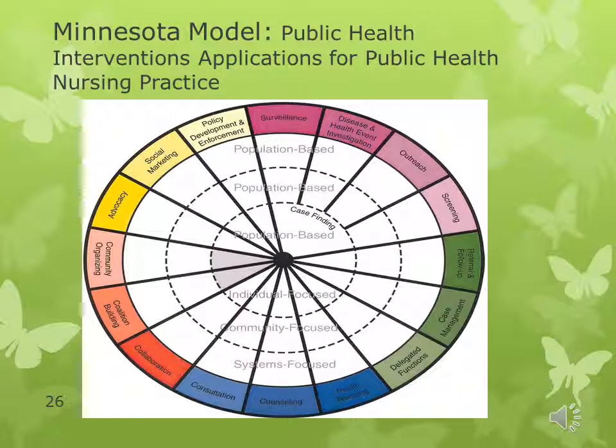And on this slide, I don't know if you've seen this before or not, but this is the Minnesota model, the public health interventions wheel. This was developed up in Minnesota by the nursing department in the public health department. They identified 17 different interventions that nurses can do that can have a significant impact on the health of a community, or right down to the client level.